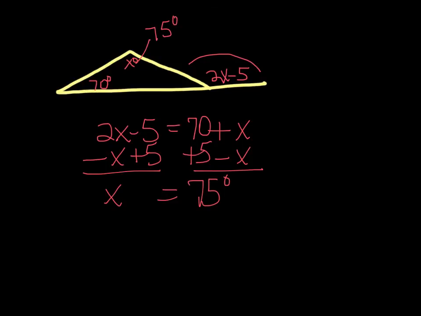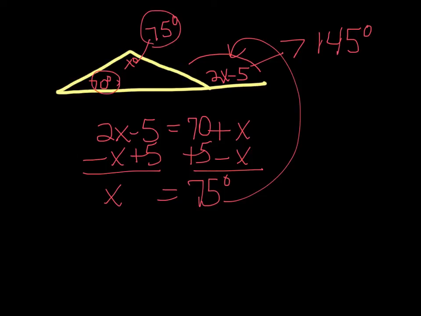And we can also substitute the 75 in for the x right here and find out that 2 times 75 is 150, and 150 minus 5 is 145. Okay, now let's double check and make sure that when we add the two remote interior angles together we get 145. So we take 70 plus the 75, we add it together, we get 145, and that is correct. So that is how you find those angles. The two remote interior angles, when you add them together, equals the exterior angle.